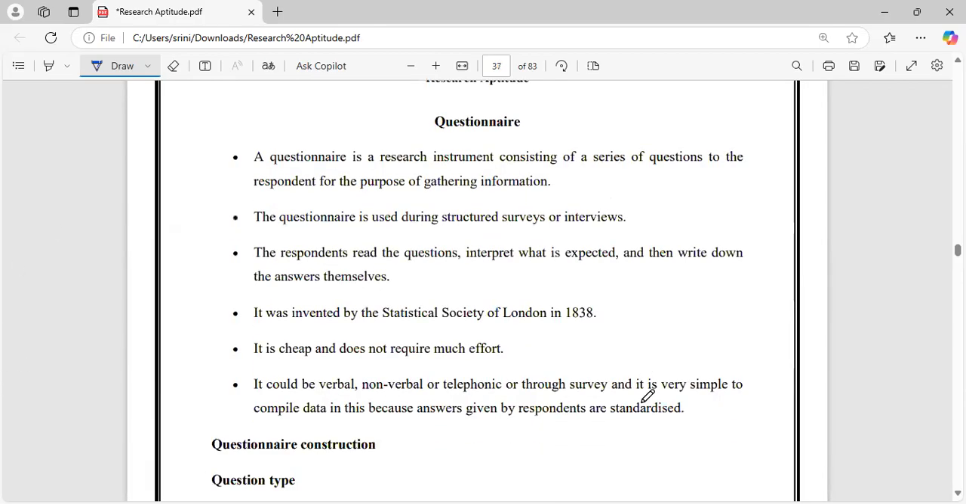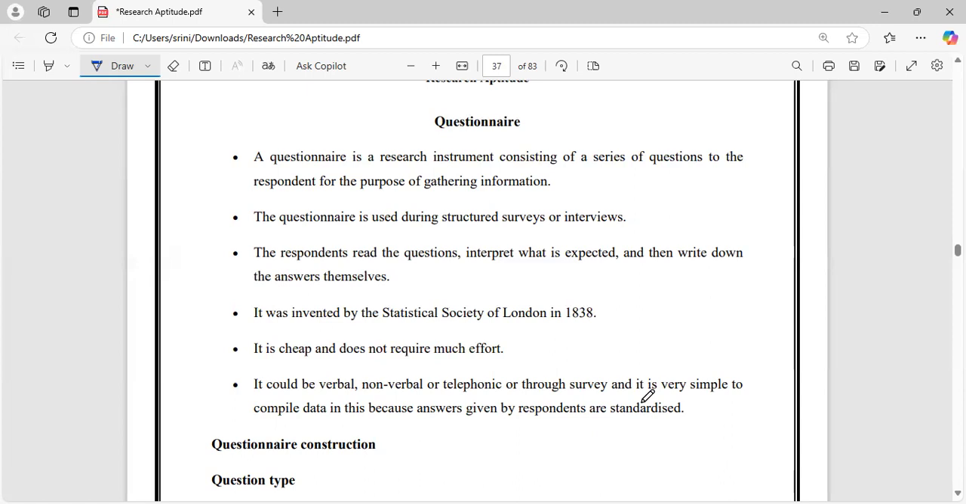Questionnaire. What is a questionnaire and how to construct a questionnaire? There are some questions asked in the previous exams. A questionnaire is a research instrument consisting of a series of questions to the respondent for the purpose of collecting information. It is used during structured surveys or interviews.